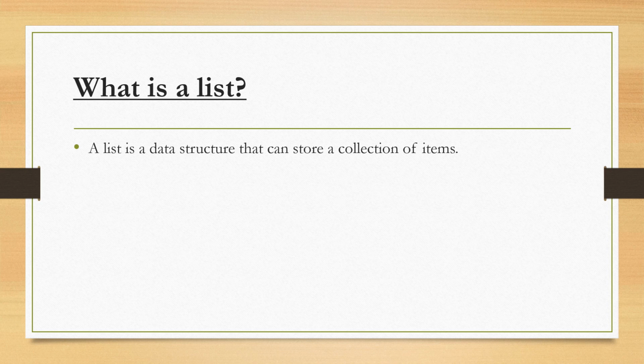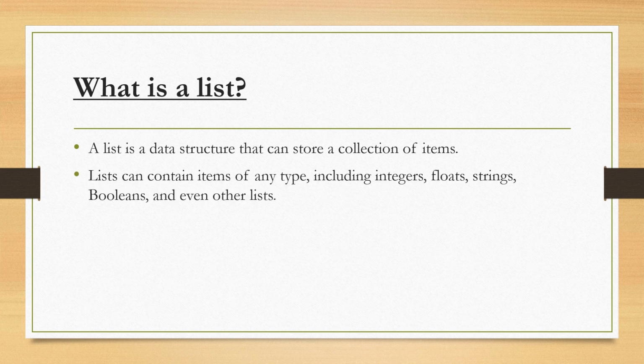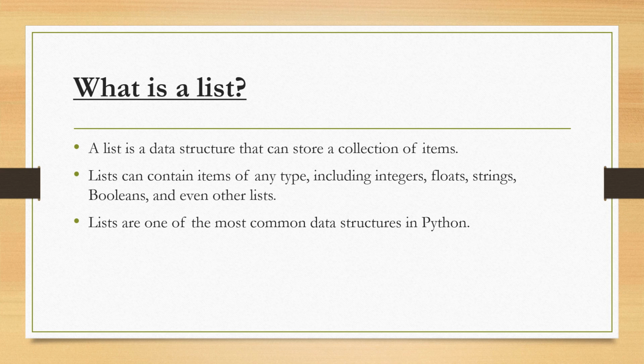So what is a list? A list is a data structure that can store a collection of items. This is similar to the list we use when we write a list of things or products to buy. It is similar to that list, but it is in Python. So we are using the list in a Python program. A list can contain items of any type, including integers, floats, strings, booleans, and even other lists. Lists are one of the most common data structures in Python, so it is most important and we have to understand all the things about this list.